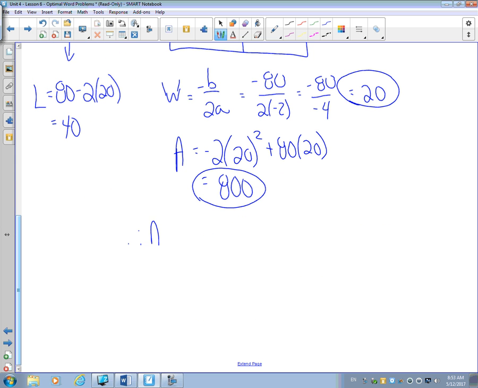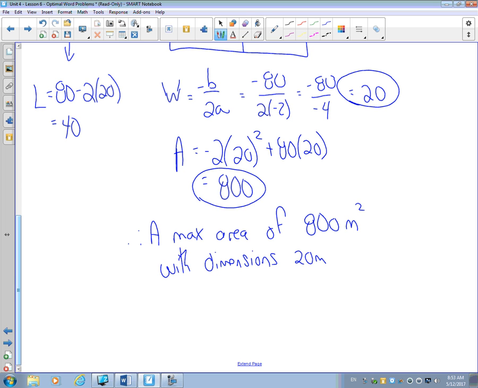So a max area of 800 meters squared with dimensions. Where do we get that from? 20 meters by 40 meters. If you check it, 20 times 40 does indeed come out to 800. So it makes sense.